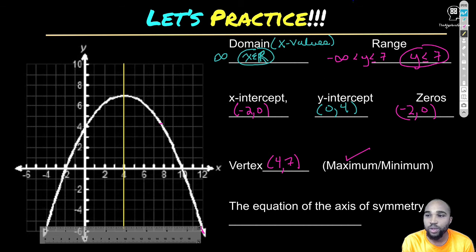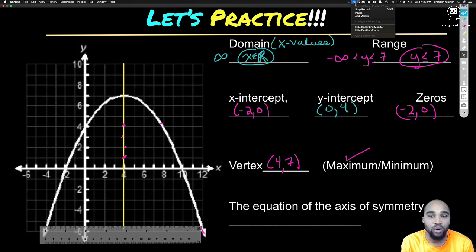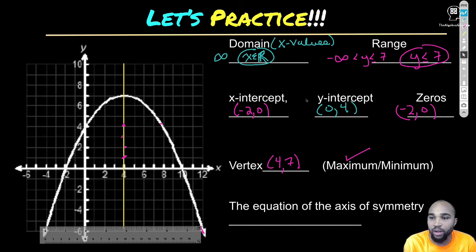Well, no matter what point you pick on there, all the x values are going to be 4, 1, 4, 2, 4, 3, 4, 4, 4, 5, and so on. So you know that my equation is going to be x equals 4. So I'm going to write my equation as, hopefully you did the same thing, x equals 4.